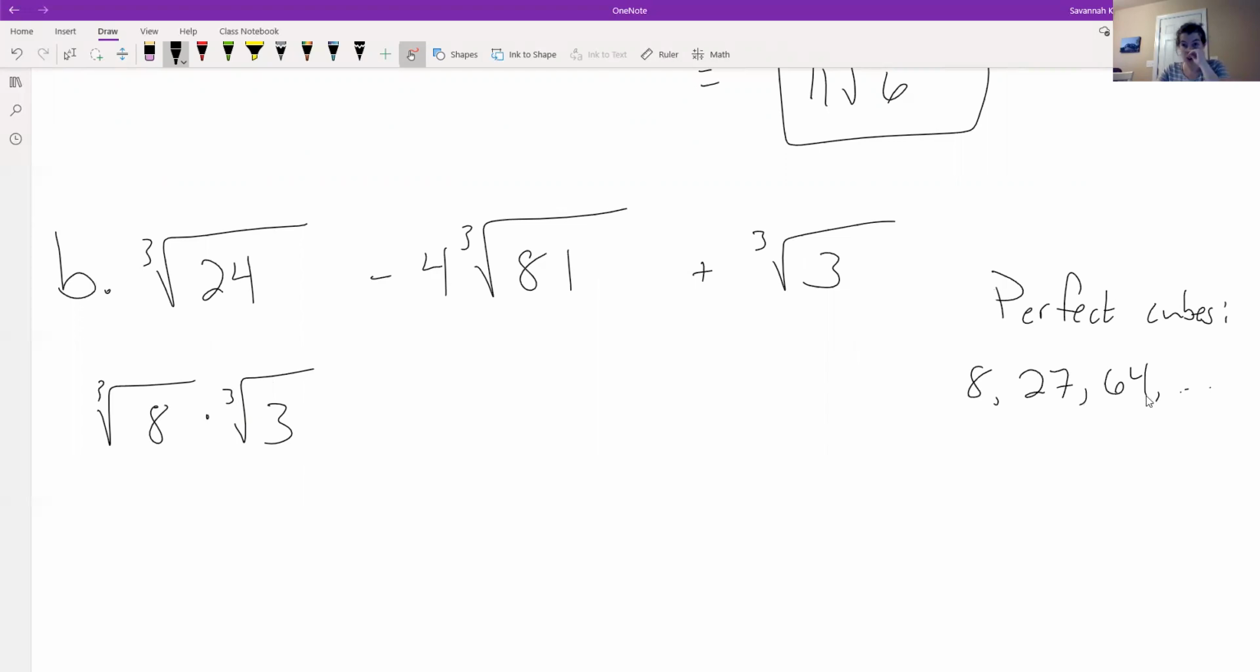Now, I don't think I went up far enough here. No, I did. I'm good. Never mind. Okay, 4 here. And then 81, is it 27 times 3? Yeah. So I can break that apart. And then the cube root of 3 here at the end is just going to hang out there for a while and wait for everybody else to catch up.